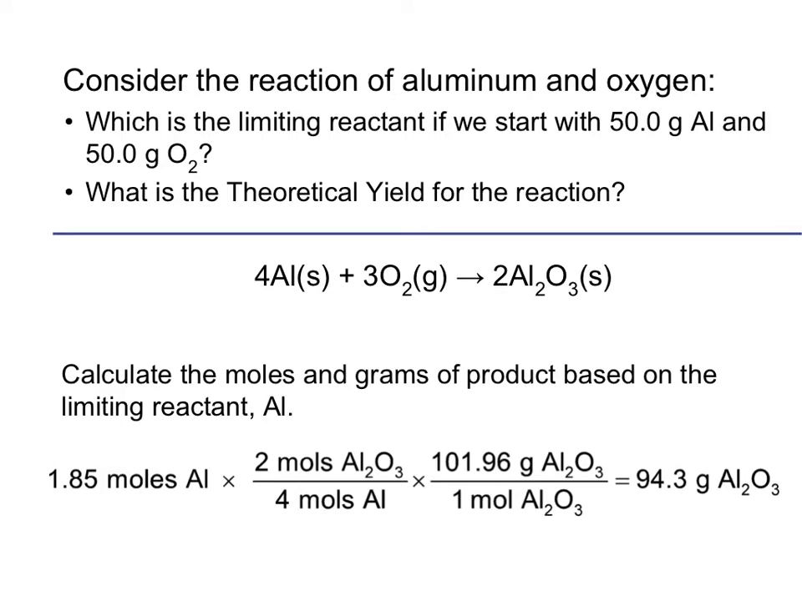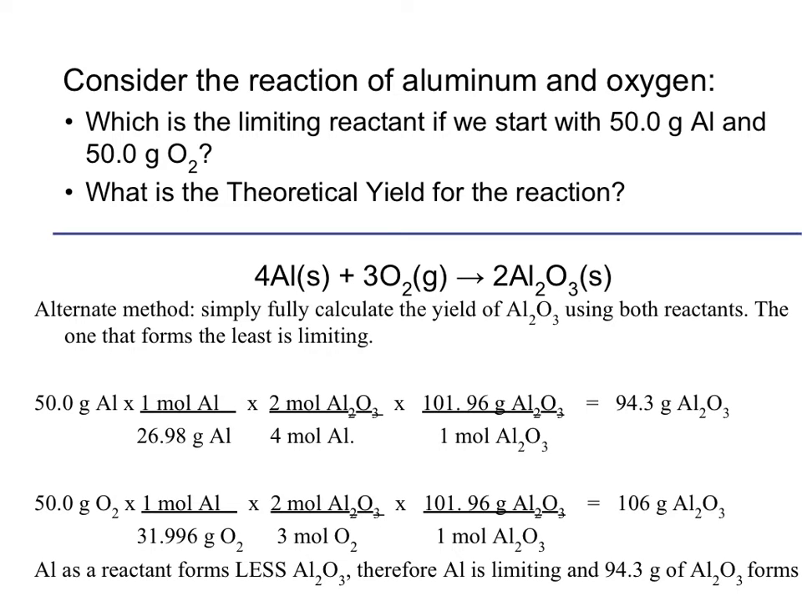So that's one approach in which we simply compare the moles of each reactant that we have to start. Another approach is to simply do out the entire calculation based on both amounts of starting material. And so first, set up a stoichiometric problem, starting with our 50 grams of aluminum. And as we've done before, we first convert that to moles of aluminum. We use our stoichiometric ratio to go to moles of aluminum oxide, our molar mass of aluminum oxide, to see that 50 grams of aluminum will form 94.3 grams of aluminum oxide.